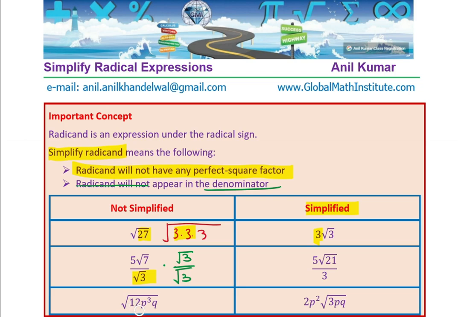Now here is another very interesting, we have taken the variables. Now P cubed could be written as P squared times P, and therefore one of these P squared can be taken out, right?